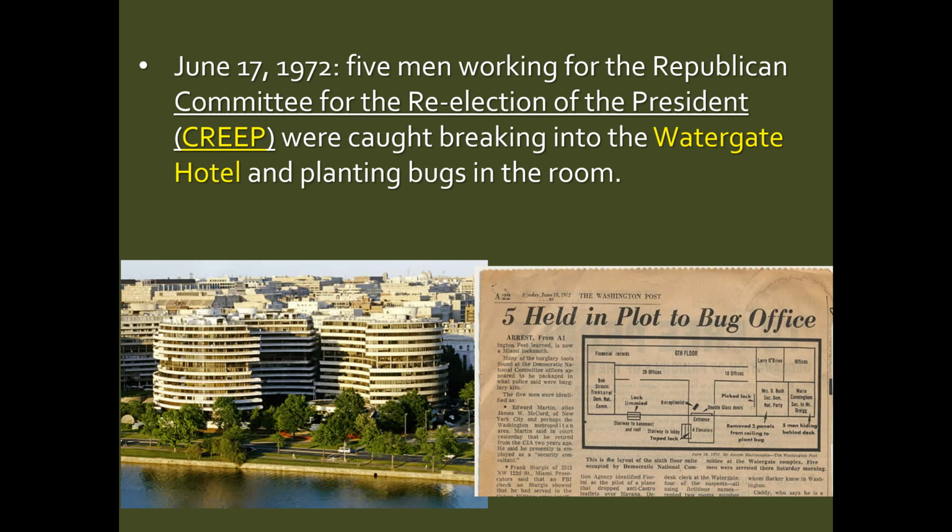Republicans decide to break into the Watergate Hotel. So this is the Committee for the Re-election of the President, better known as CREEP. They're going to break into the Watergate Hotel. Why this hotel? Well, the offices of this hotel were a Democratic campaign headquarters, basically. And so the theory was that they could break in and plant bugs there. They could listen to what the Democrats were talking about, and they wouldn't know any better. And then that would give the Republicans an advantage.